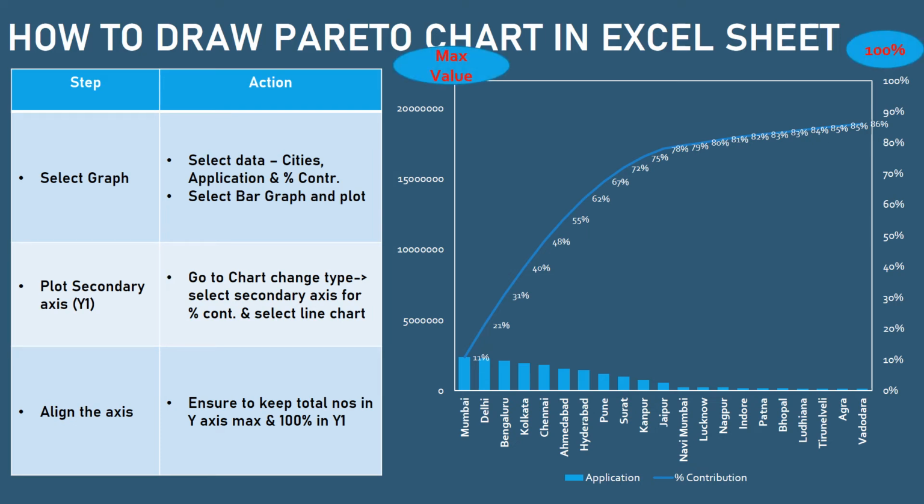Then we need to ensure that the maximum value should be the total of the application pending in the y-axis. The y1 axis has to be 100%. Then only will both graphs get merged properly. There will not be any mismatch, and it will be properly touched and show the full image of Pareto.